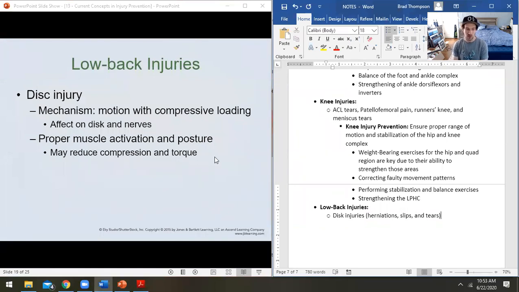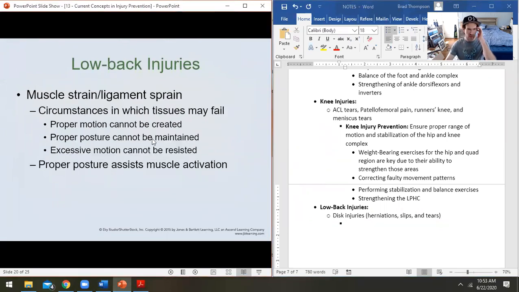And so the most common version of this, and the way to avoid this, is going to be, wait, oh, I forgot about just straining your muscles as well. So disc injuries are going to be common. Muscle strains are going to be common, like literally just pulling a muscle in your low back. If you've ever thrown your back out.